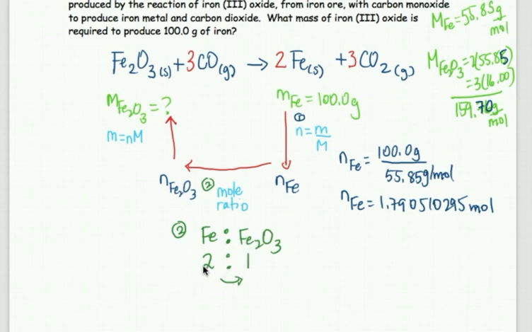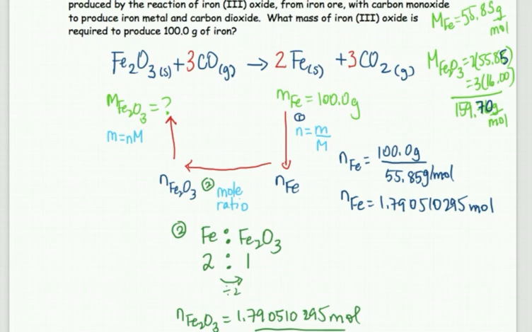So if for every 2 irons I have 1 iron 3 oxide, what's happening here is I'm dividing by 2. I'm going to cut the moles in half here. So let's just do that right now. To get the amount of iron 3 oxide, I'm going to take the amount from the previous part of the question that I just did, and I'm going to divide by 2.